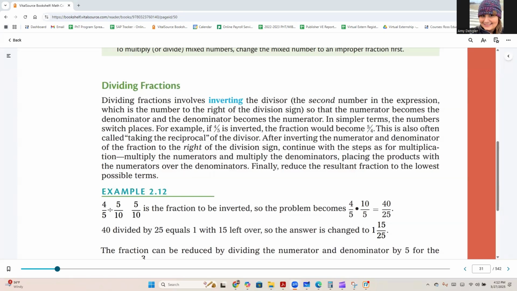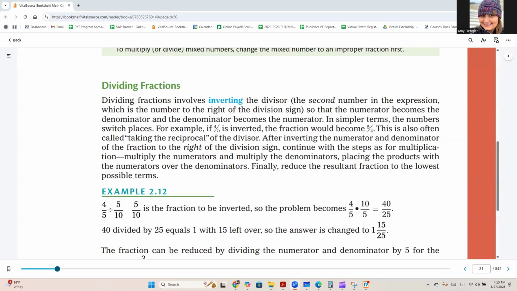Dividing fractions involves inverting the divisor, the second number in the expression, which is the number to the right of the division sign, so that the numerator becomes the denominator and the denominator becomes the numerator. In simpler terms, the numbers switch places. For example, if 4/5 is inverted, the fraction would become 5/4. This is also often called taking the reciprocal of the divisor.